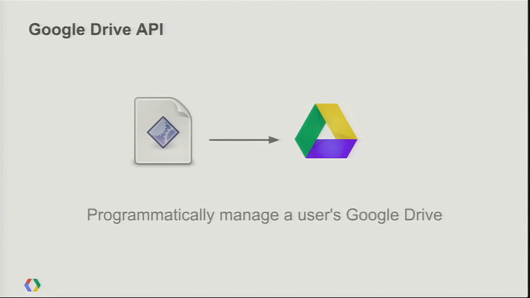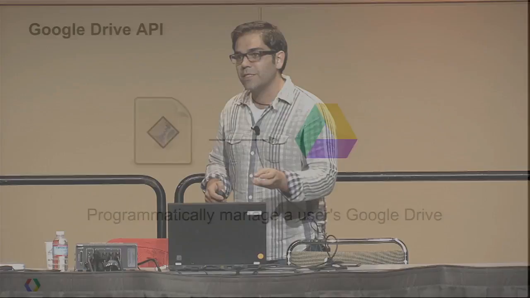So what is the API? How does the API relate to the SDK? The API is part of the SDK that is responsible for making programmatic calls against Google Drive. The other bits are little user interface snippets and that kind of thing, and you may have heard of them in the other talks we've had. So programmatically manage a user's Google Drive. Whatever you can do with Google Drive, you can do with the Google Drive API. We're going to talk about a few of those things.